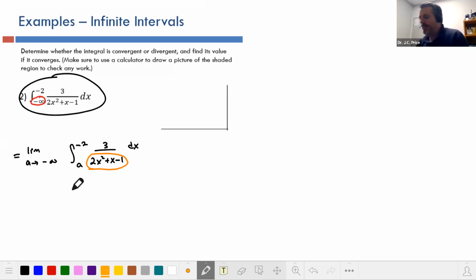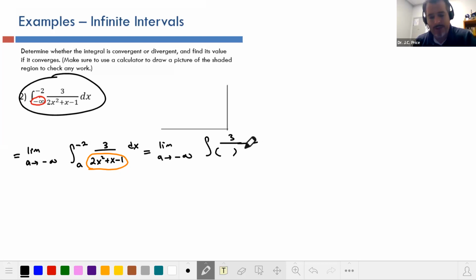The way I'm going to integrate this is I have basically a polynomial over polynomial, so this is a partial fraction. Let's check it out. This is going to be equal to the limit as a goes to negative infinity of the integral of 3 divided by, and hopefully I can factor the bottom, something times something, dx. For my something, you have to be a little bit careful because of that 2x. So it's going to basically be 2x times x. That gives me the 2x squared.